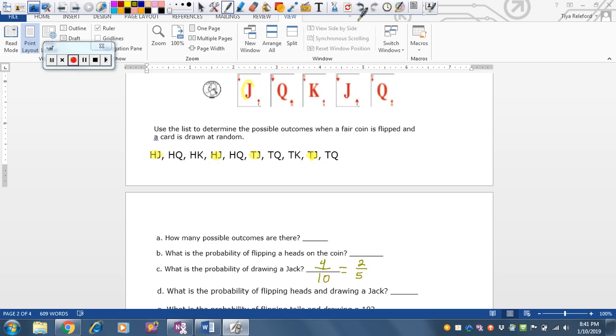D says, what is the probability of flipping heads and drawing a jack? So it has to be heads and jack. Tails and jacks does not count. So how many heads and jacks are there? And how many do you have total? Still 10. You're still going to count 1, 2, 3, 4, 5, 6, 7, 8, 9, 10. You can simplify that one by 2.